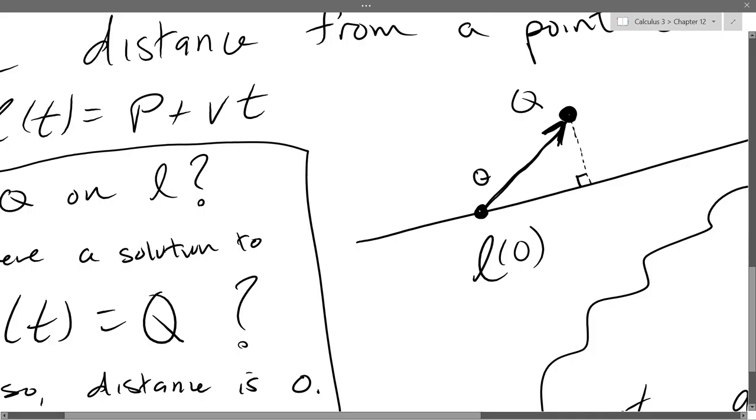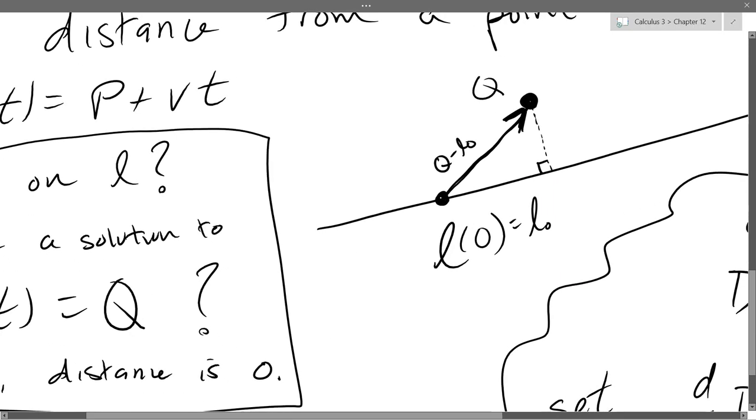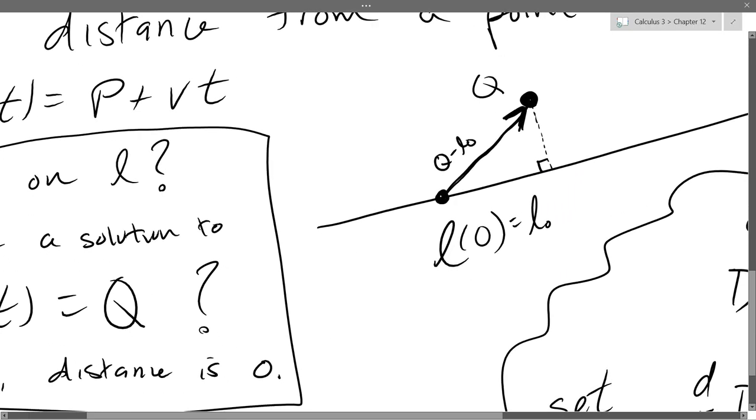It should just be q minus L of 0. It would be n minus start. So that would be q minus whatever L of 0, whatever point that is. So this vector q minus, I'm just going to write L naught. That would be nicer. Q minus L naught. All right, so that's that vector.